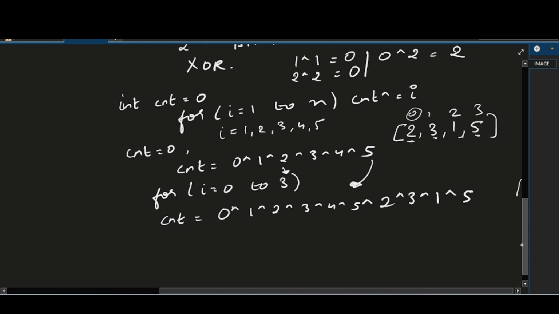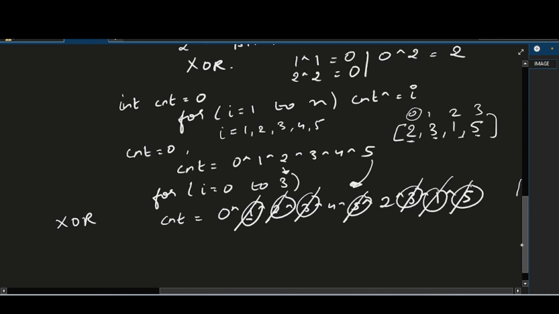Now, if you remember the XOR property, it states that similar elements when XORed become equal to 0. So I can say this one and this one cancel out. Similarly, this 3 and this 3 cancel out. This 5 cancels out. This 2 cancels out. And we know 0 XOR 4 is the number itself, that is 4.